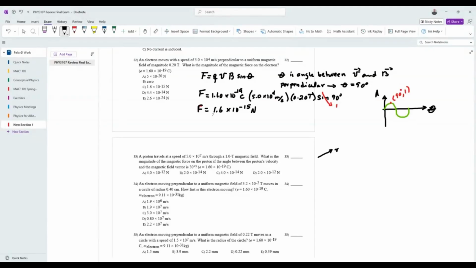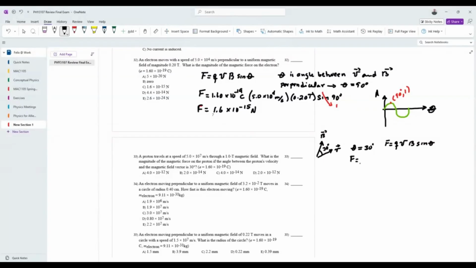the angle between the magnetic field vector and the velocity vector is 30 degrees. This angle is theta. So now theta here is 30 degrees. So when you apply the equation, it's the same equation. Force is equal to the charge, in this case of the proton, times the velocity times the field times the sine of the angle.